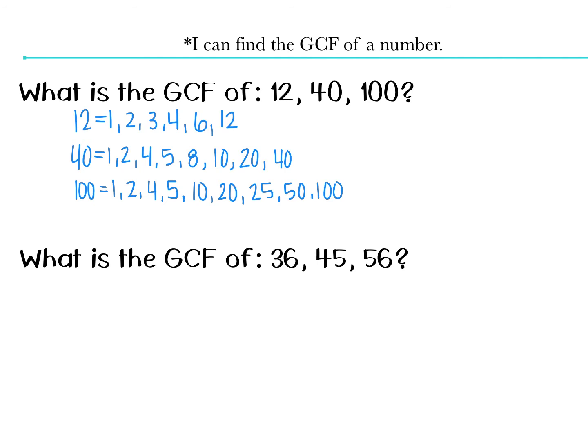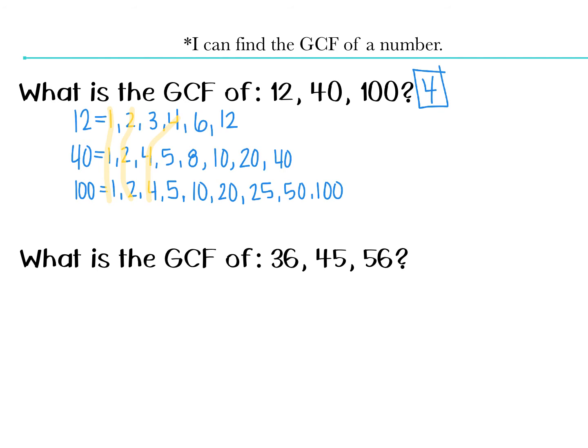So when I think about the greatest common, they all share a 1, they all share a 2, they don't all have a 3, but they do all have a 4. They don't all have a 6, and they don't all have an 8, and they don't all have a 12, and that's as high as I go. So the GCF of 12, 40, 100 is going to be 4.